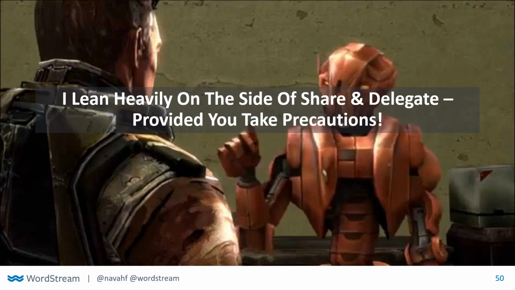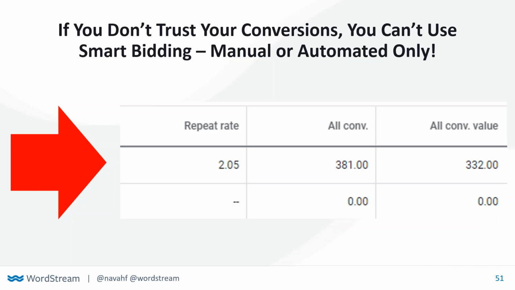Now, I happen to personally lean very heavily on the side of sharing and delegating with bidding. I used to be the most anti-automated bidding person you would meet, but I've come around based off of the performance I've seen. However, and this is so important, if you do not trust your conversions, you are not allowed to use Smart Bidding, manual or automated only.